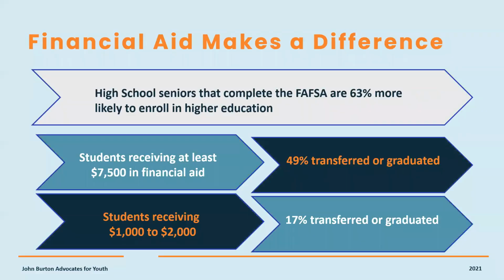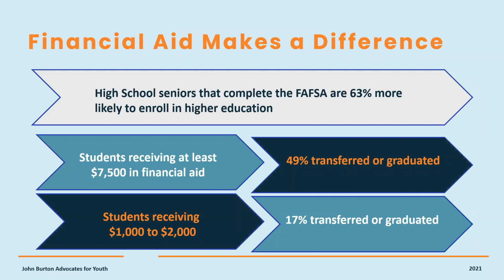So what we've seen from the data is that financial aid is one of those key ways that can really make a difference in supporting young people to and through post-secondary education. We've seen from studies that high school seniors that complete the FAFSA are 63% more likely to enroll in higher education. So simply by filling out that application, it's a step forward towards their higher education.